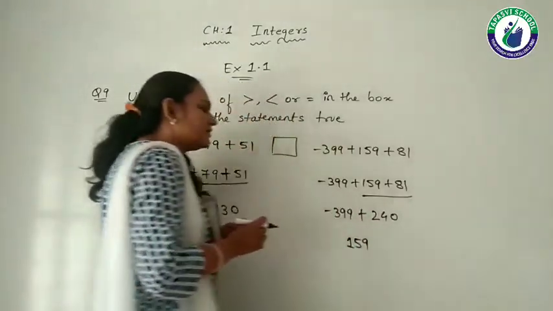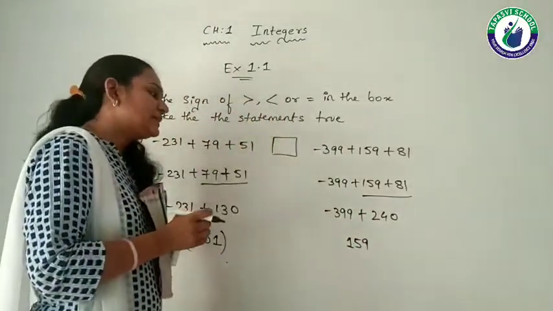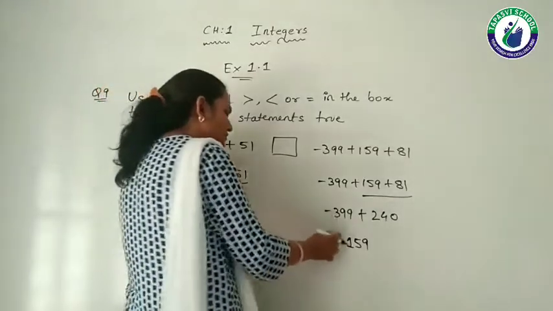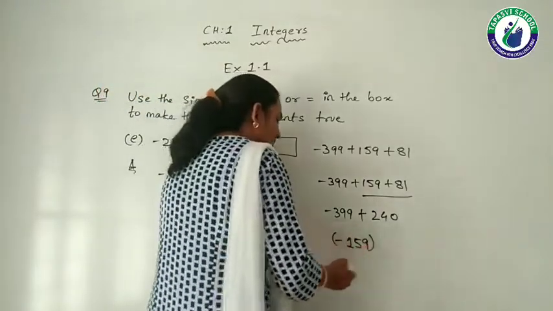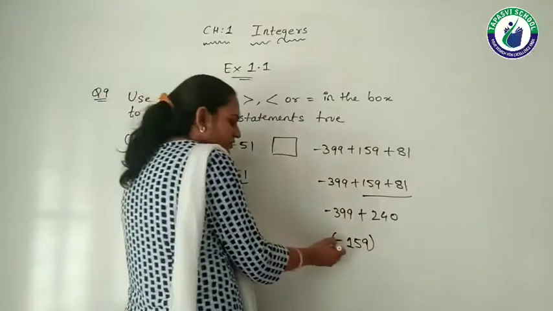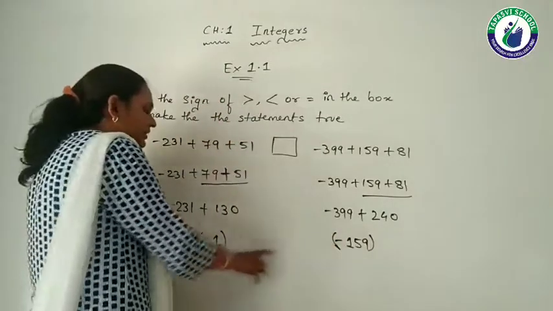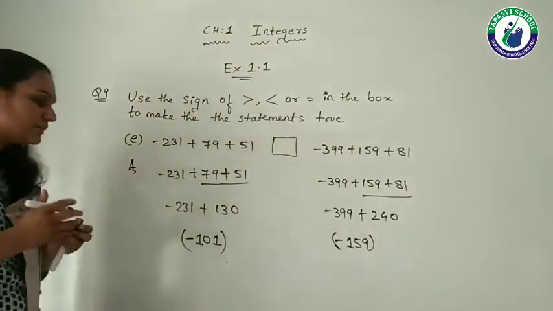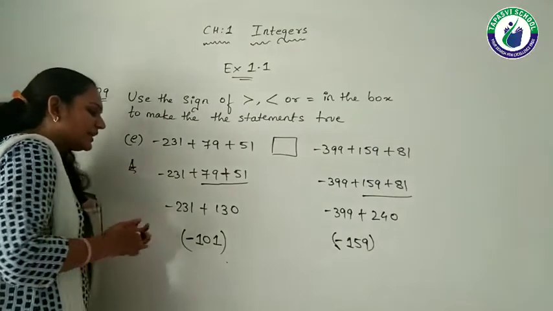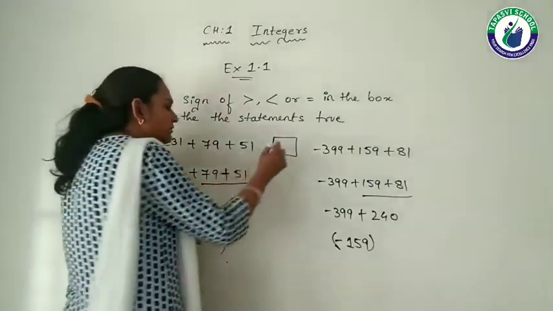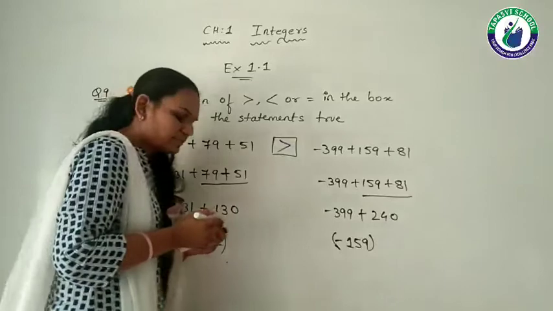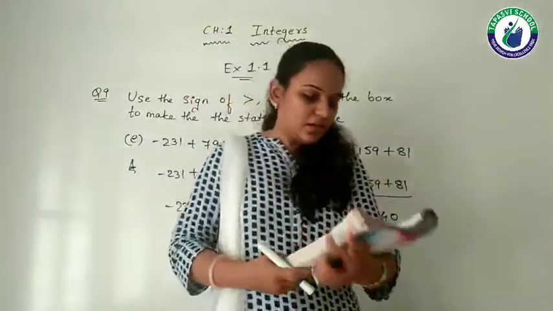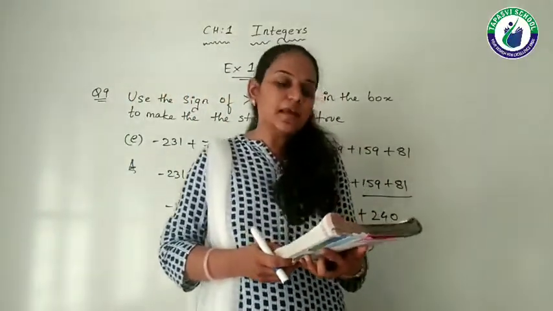Out of these two numbers, which one is a greater one? 399. So I am going to give the sign of minus to this number. Right? So now just compare this number and this number. Which one is a greater number? But always we will be saying that left hand side will be the greater one. Okay, students, I hope you are clear with the question number 9.